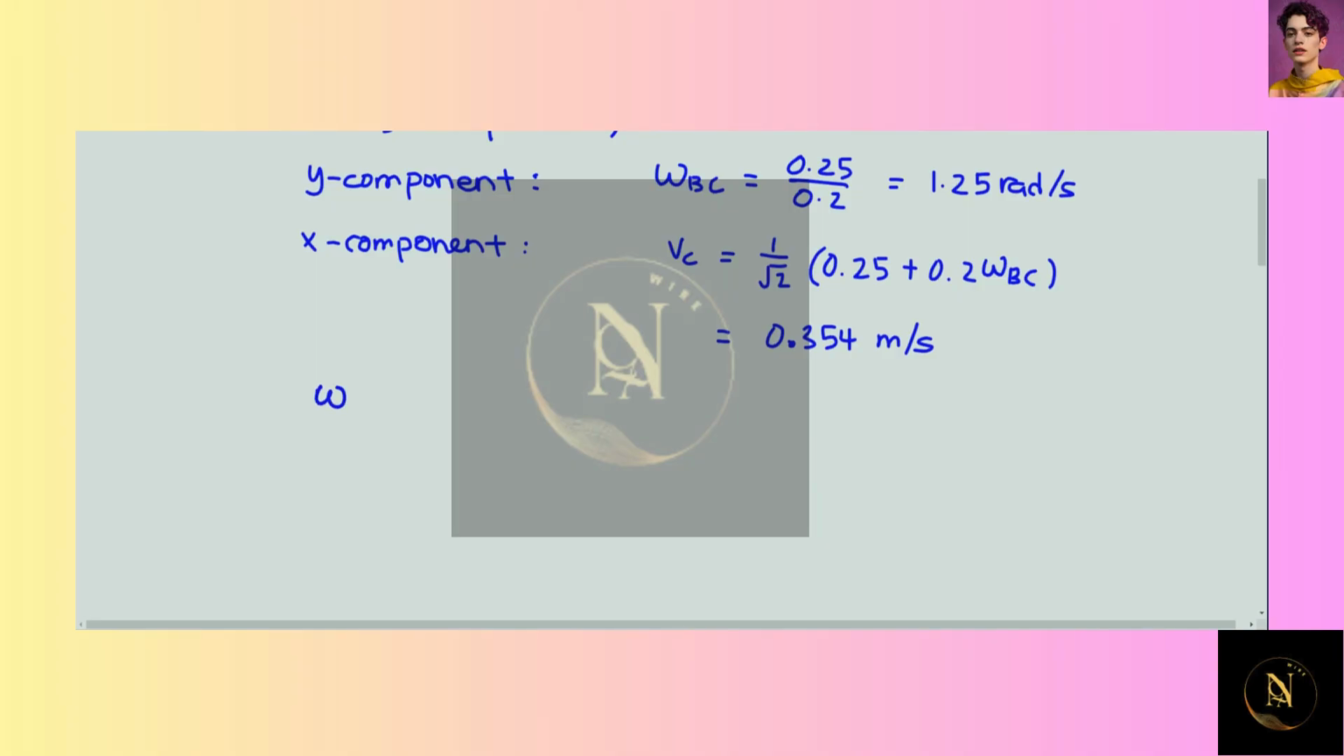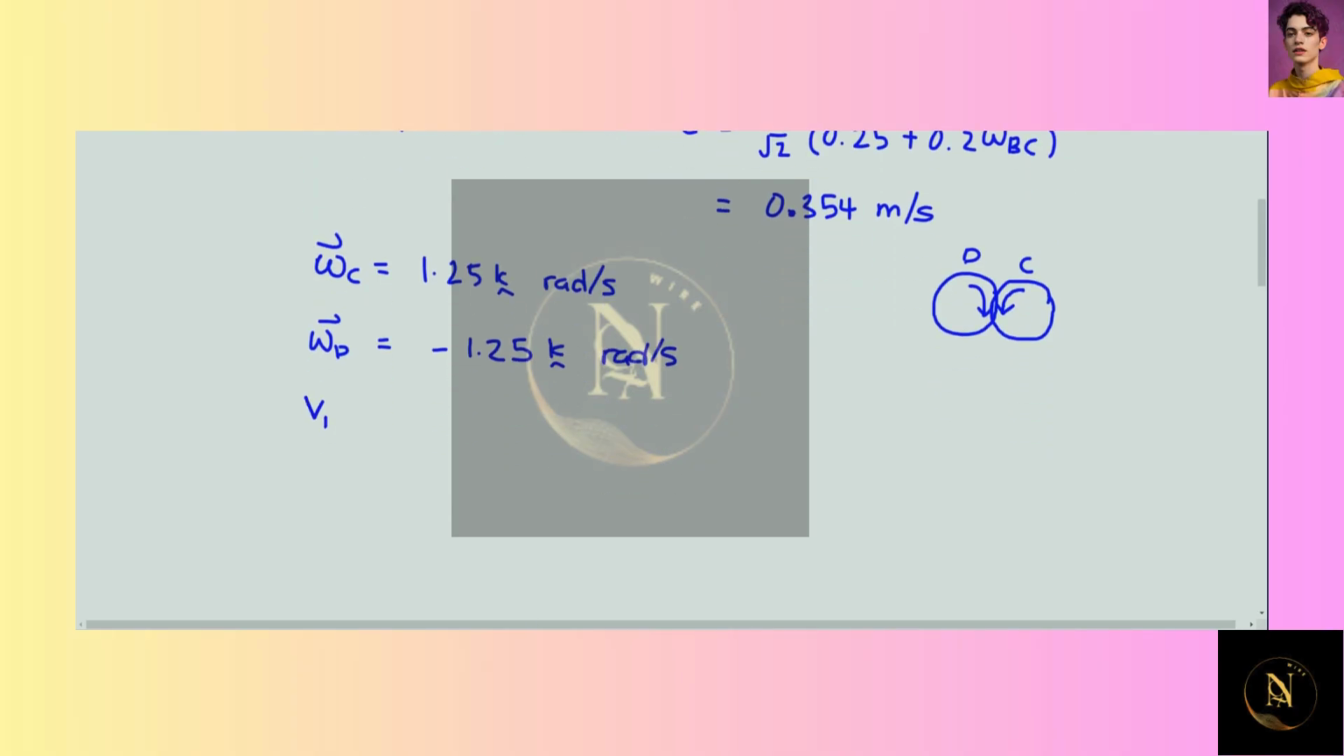Omega C is going to be 1.25 K radians per second. Recall that this is our gear system, C and D. C is rotating this way, so D will be rotating this way, clockwise. So omega D will be given as minus 1.25 K radians per second. And then we have VD is equal to VC, which is minus 0.354 I meters per second.